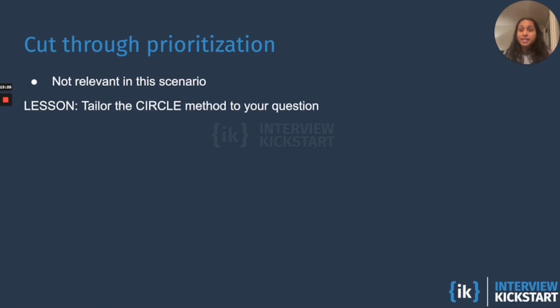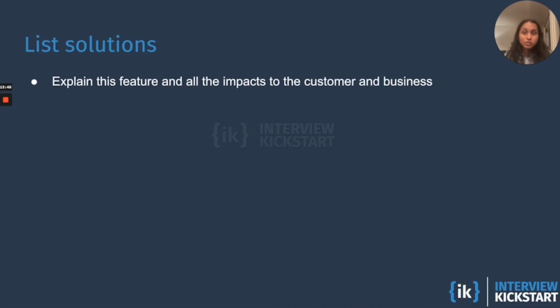And so I would take a step back and think, as you're thinking about, okay, what comes next in circles? Okay, C, cut through prioritization. Make sure you think about how does it apply to the question before just jumping into it. So actually, I wouldn't even go through this step. I would go straight from report customer and business needs all the way to listing the solutions.